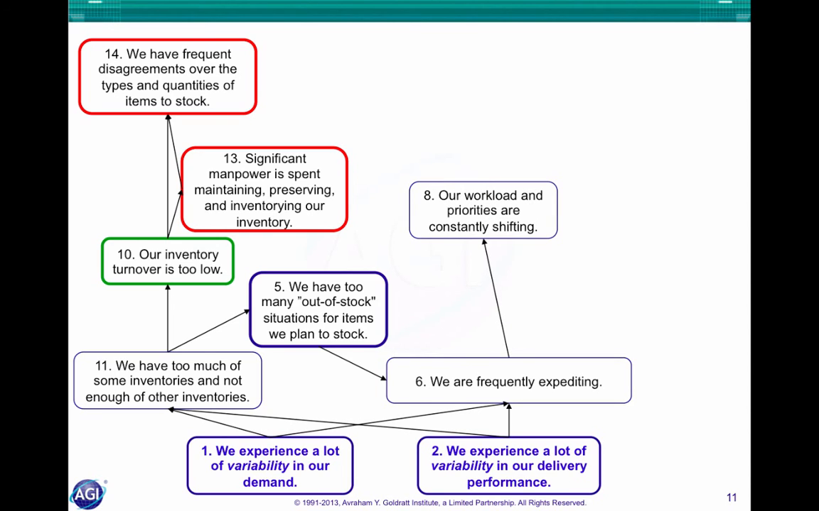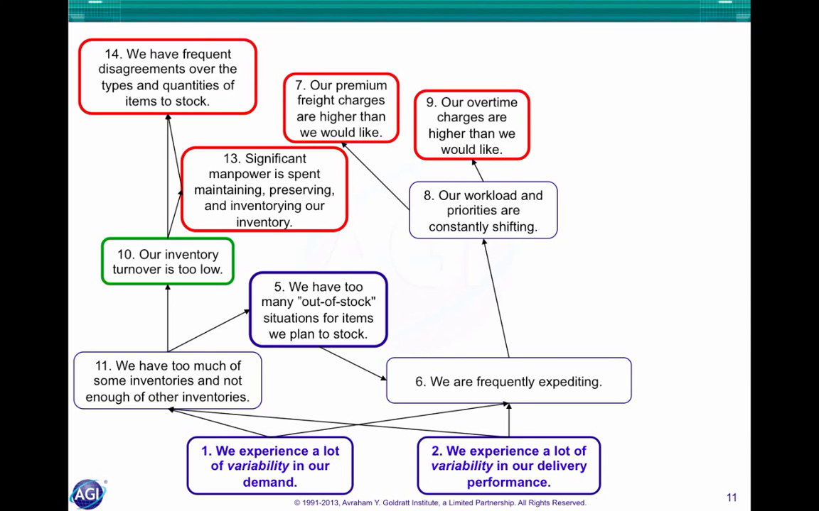On the other hand, frequent expediting, number 6, will cause number 8, workload and priorities to constantly shift, which in turn can cause number 9, overtime charges to be higher than we would like, along with number 7, premium freight charges being higher than we would like.